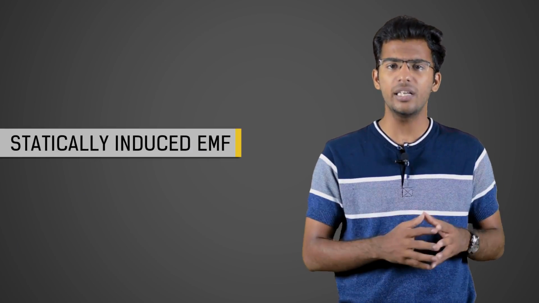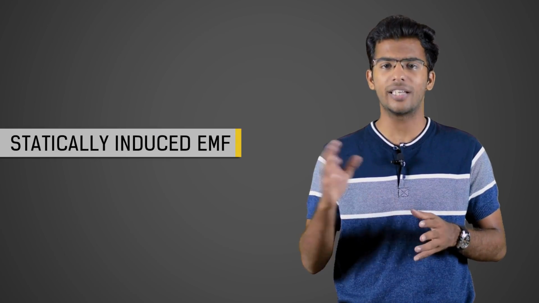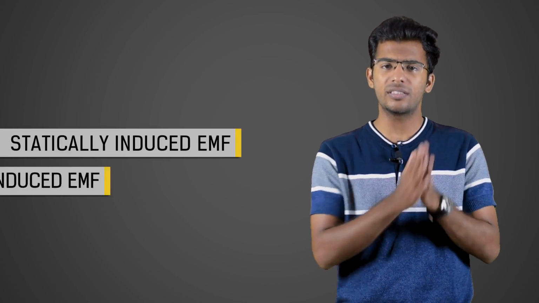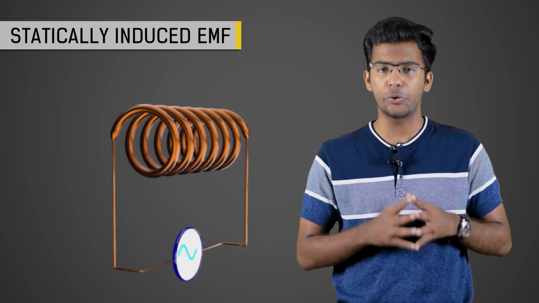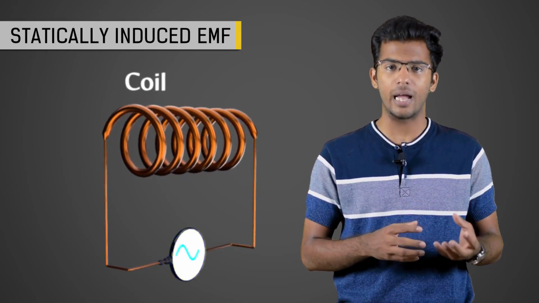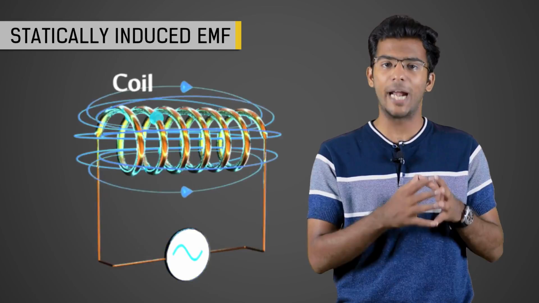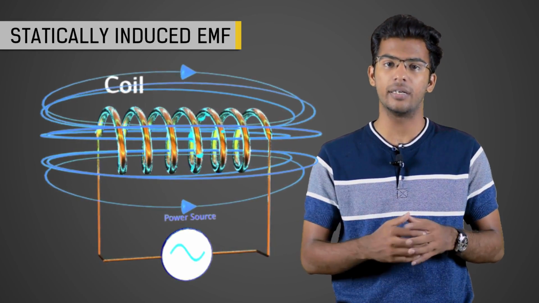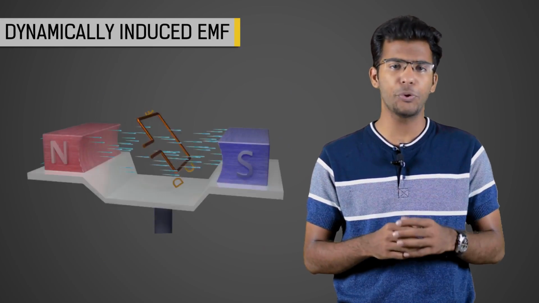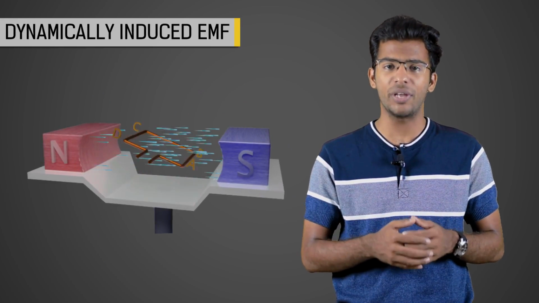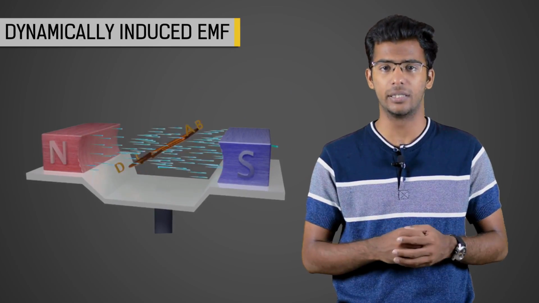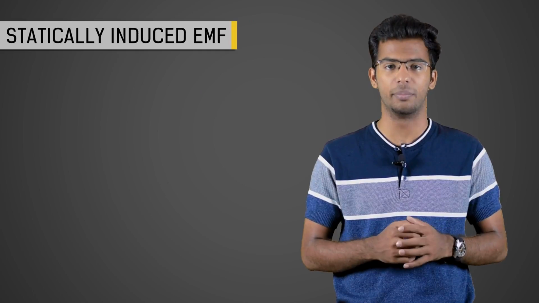So, let's begin. There are two types of EMF: statically induced EMF and dynamically induced EMF. Statically induced EMF is produced by keeping both the magnet and coil stationary and passing an alternating current through the coil, while the dynamically induced EMF is produced by the relative motion between the magnetic field and the conductor. Now we'll focus on statically induced EMF.